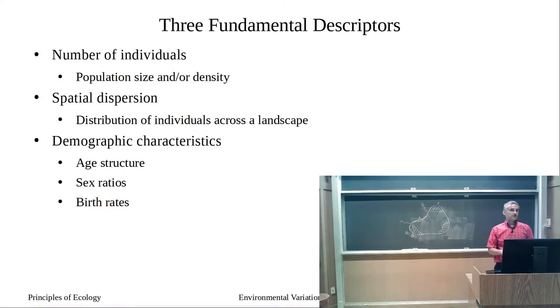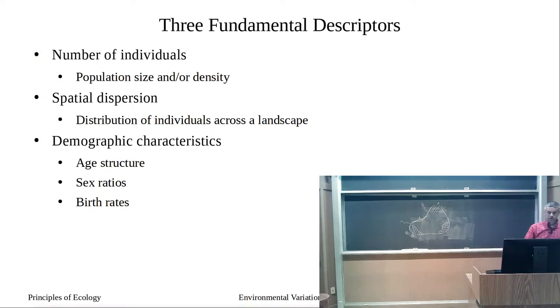The second fundamental descriptor, so we did mark recapture, the grasshopper stuff, that focused on the number of individuals. That focused on our first fundamental descriptor. Our second fundamental descriptor is what we're doing this week and next week, and that is spatial dispersion. All right, this is the distribution of our individuals across a landscape. Do these individuals occur randomly? Are they clumped? Are they uniform distribution? How are they distributed in our habitat?